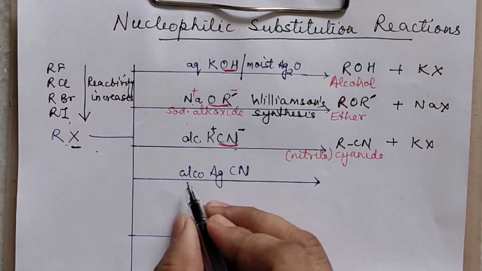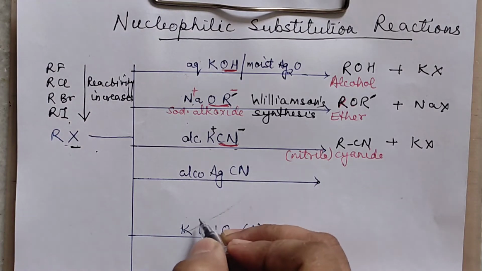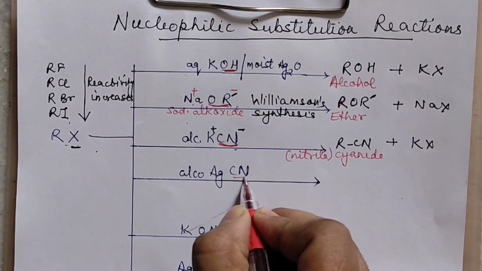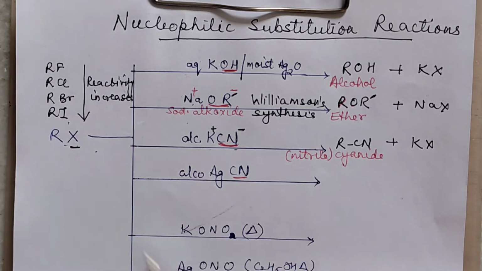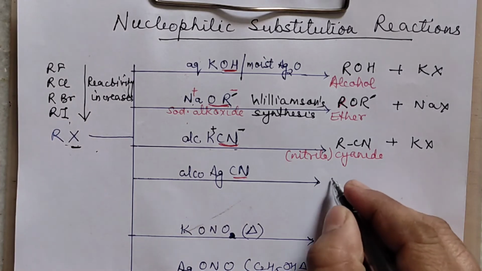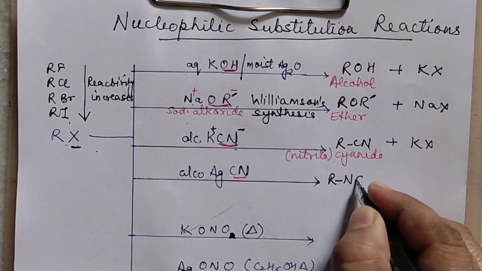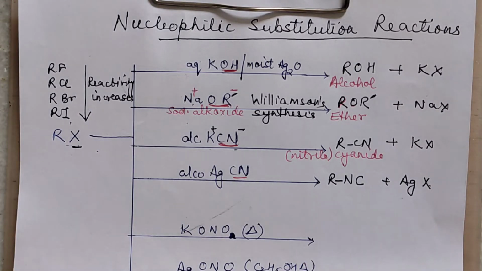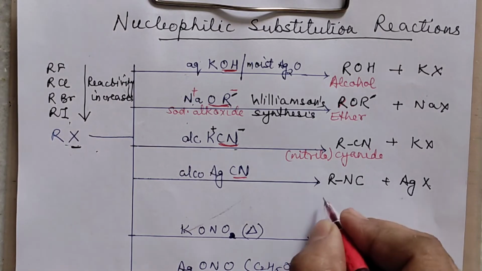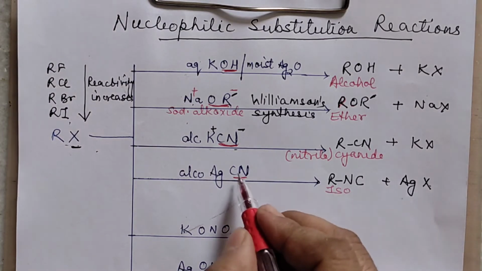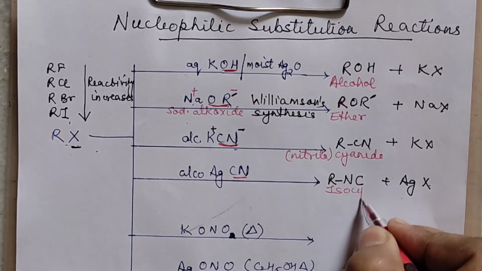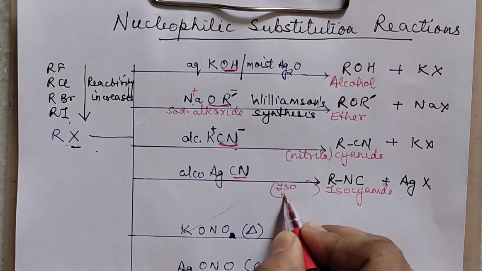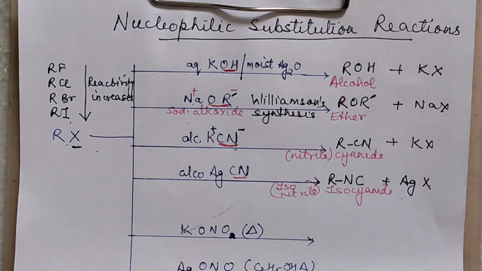Now, the next one is alcoholic AgCN, silver cyanide. What is the nucleophile in it? Let's identify that. This is CN, the nucleophile, so this has to take the place of the X. But one very different thing here: you will get the product as RNC, and this is AgCN. This is not a similar product to what we wrote here. If you are taking AgCN, you do not get cyanide, you get isocyanide, also called isonitrile.